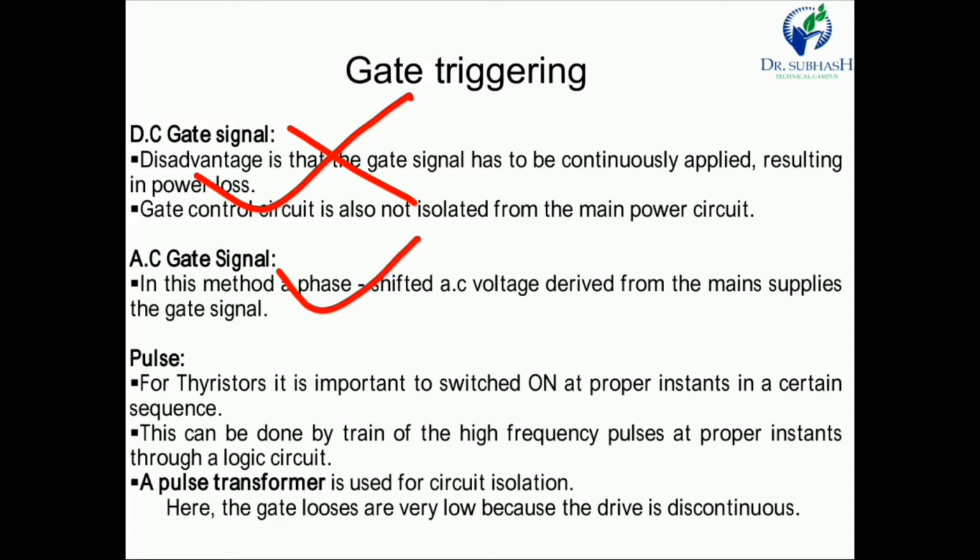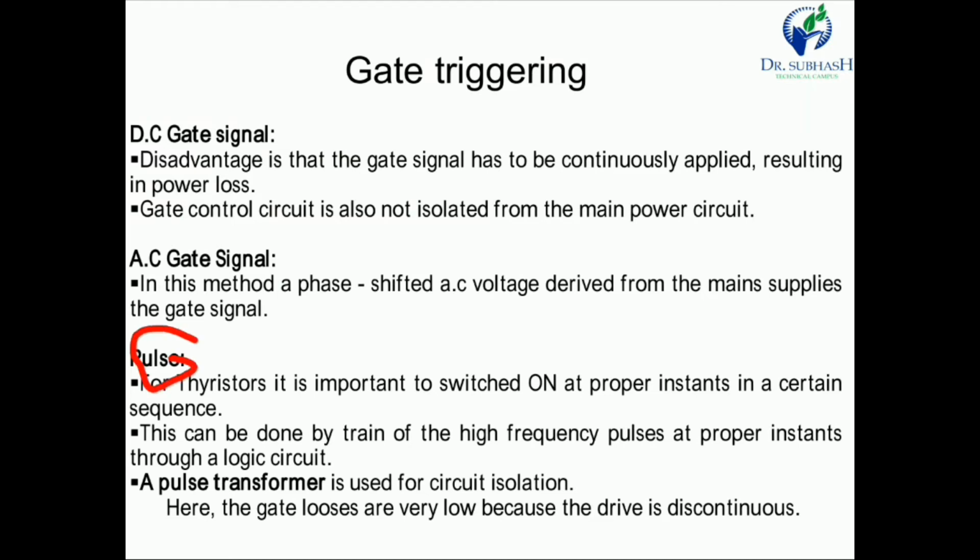Next is AC. Different phase shifting is required. Using different phase shifting, we can apply the AC gate pulse. Whenever we want to turn on the SCR, at that time you have to set the firing angle. Then after applying the firing angle, the SCR becomes on.